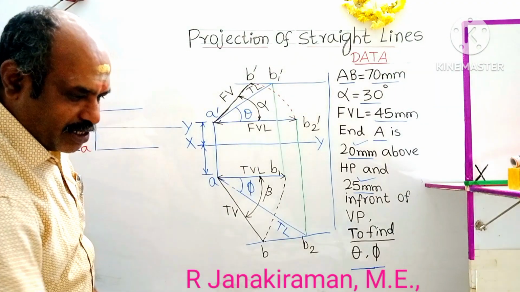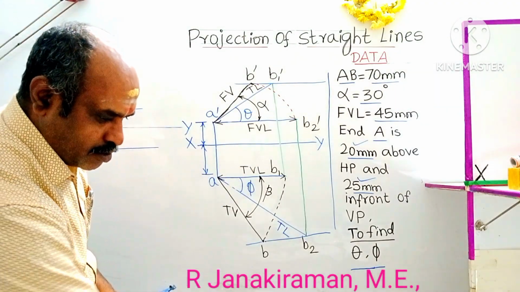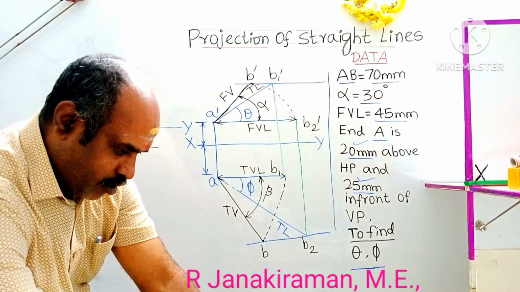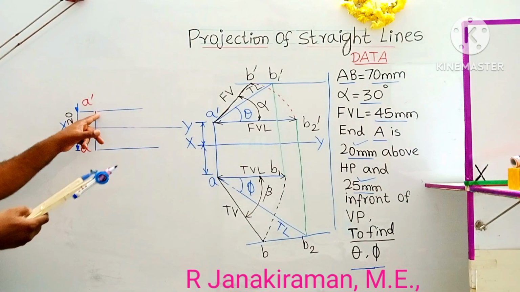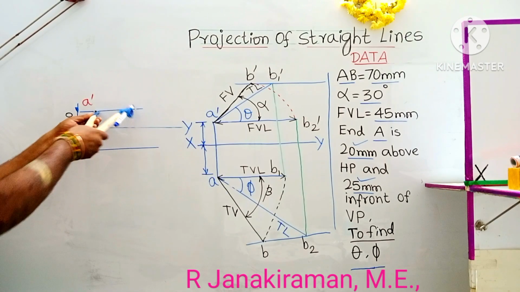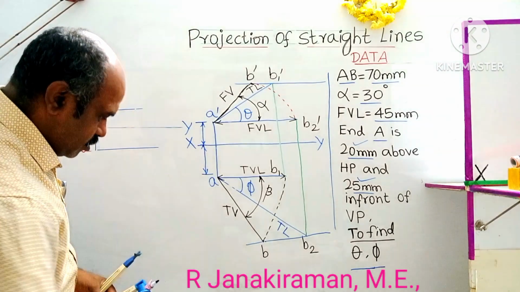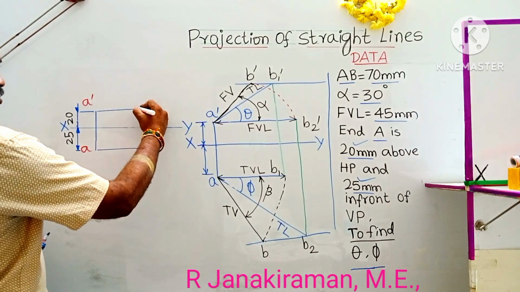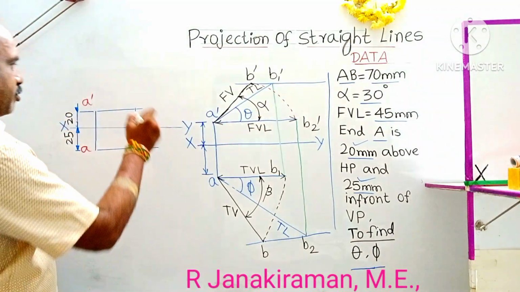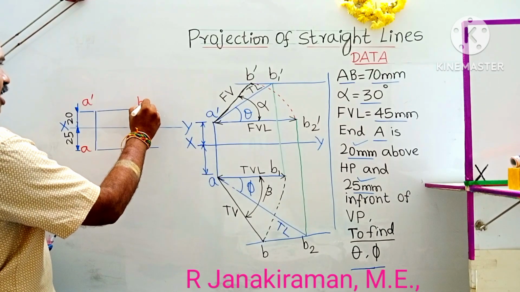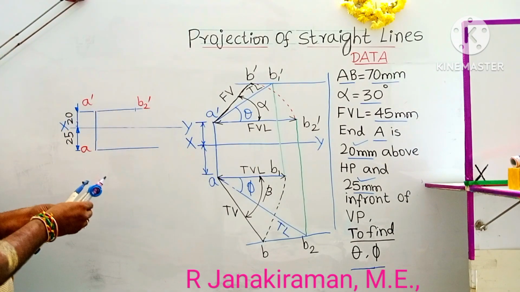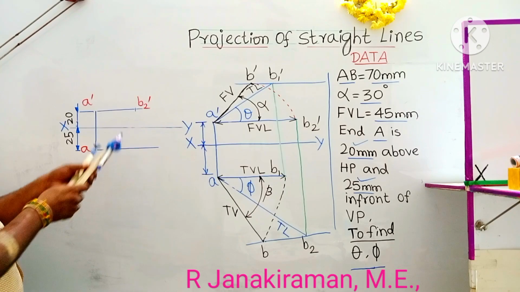Take 45 mm in your compass. Okay, keeping A dash as center, cut an arc on this locus line, and it cuts here. This point of intersection shall be marked as B2 dash. So with this, this is the front view length. With this as radius, draw an arc upward.